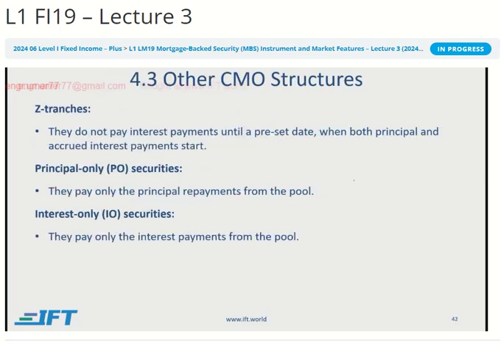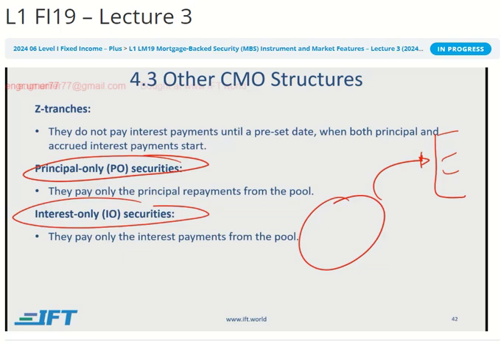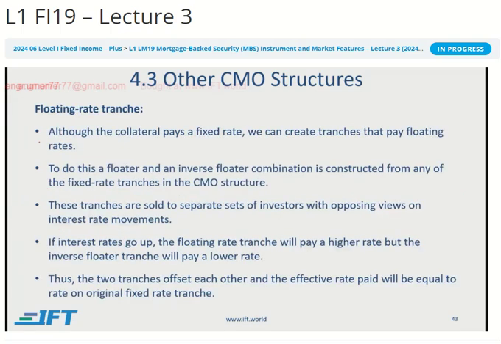You can also strip those cash flows coming in from the pool into different layers where some can be principal only, some can be interest only. You can even have Z tranches that don't pay any interest until the principal starts coming in, and then all the accumulated interest, the accrued interest, is paid out as well. So even that type of situation can be there.